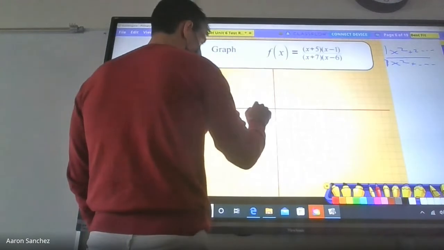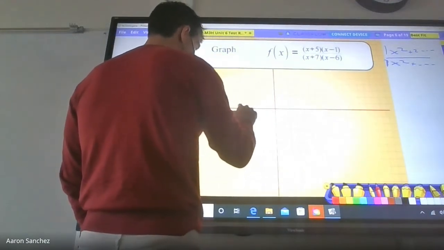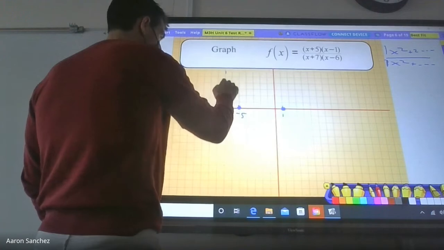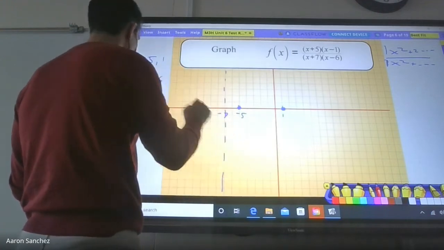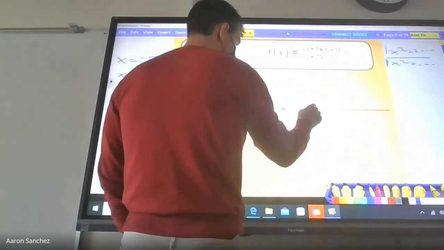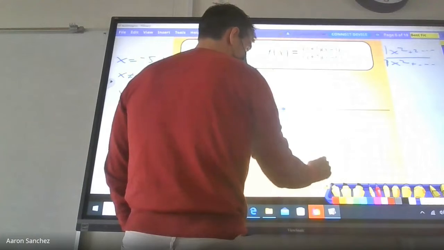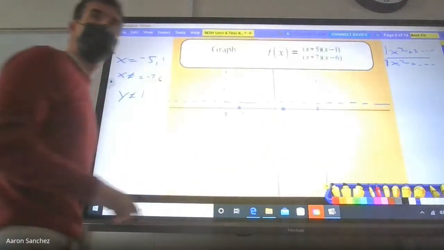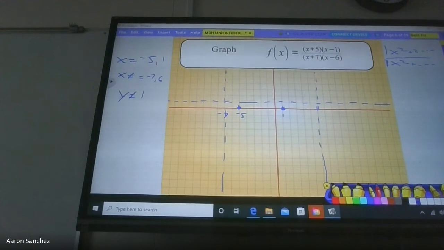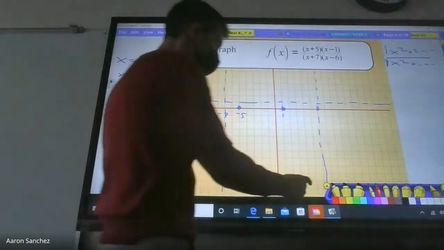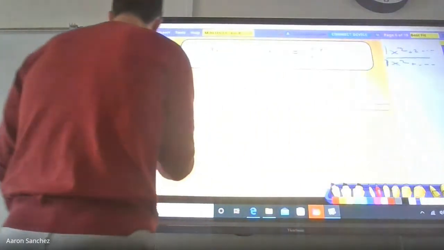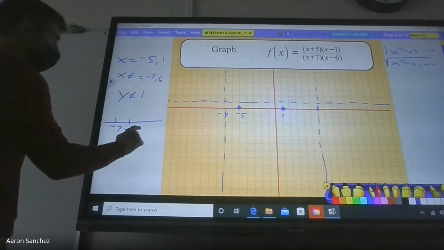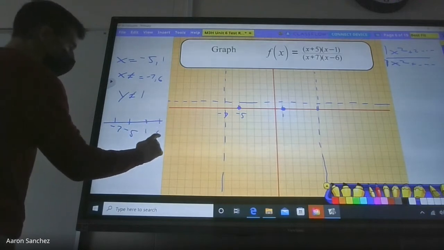So my zeros. 1, 2, 3, 4, 5. -5. I got a 0 there. 1. Got a 0 here, right? Asymptote at -7. Asymptote at 6. 1, 2, 3, 4, 5, 6. Got an asymptote here. And I have an asymptote at y equals 1. Let's test the limits. So I have -7, -5, 1, and 6.